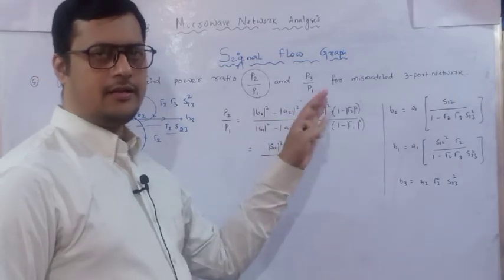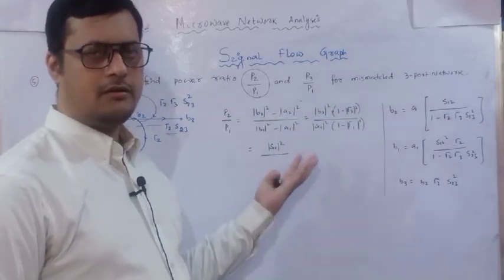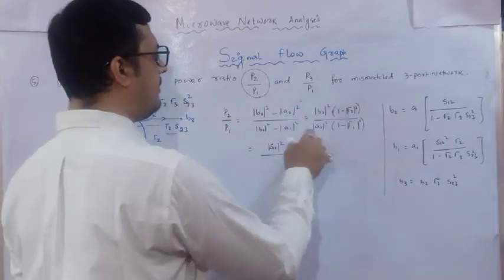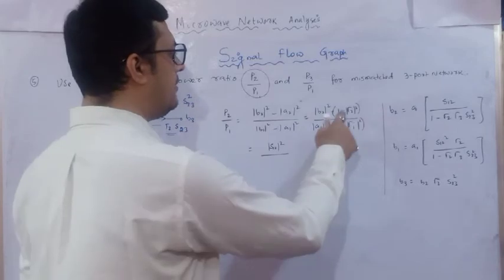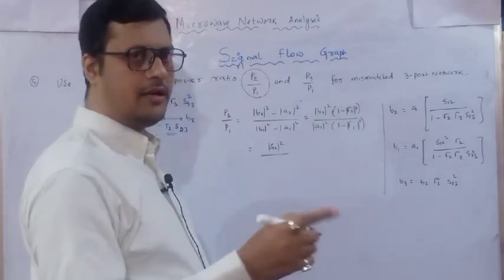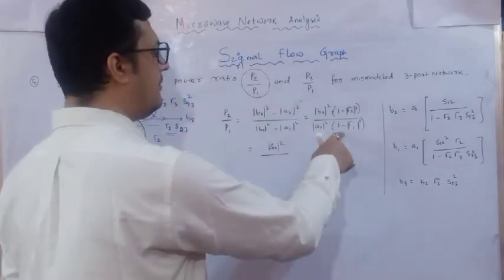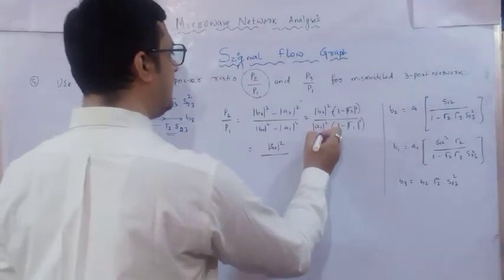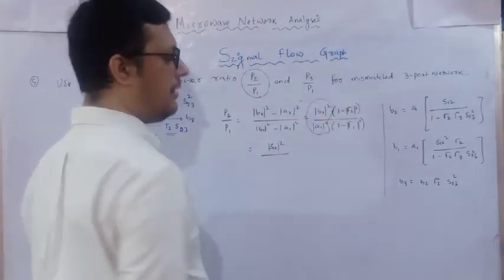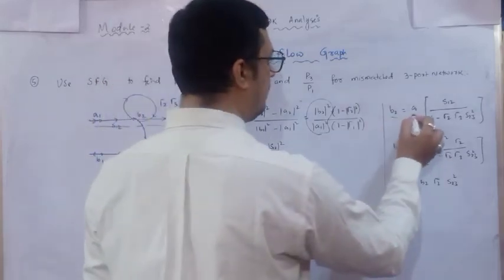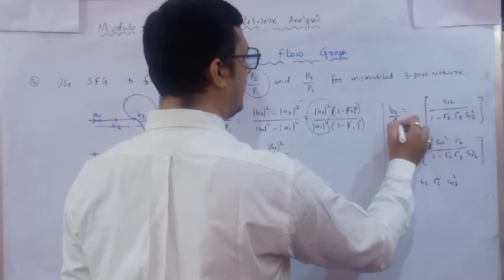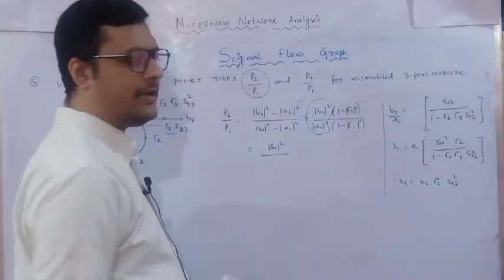From the numerator you take common B2, from the denominator you take common A1. So it is B2 square divided by A1 square, times 1 minus reflection coefficient square of port 2, over 1 minus reflection coefficient square of port 1. Okay. Now what is this B2 and A1? As you can see, B2 and A1 have a relation. If you take this A1 to the denominator here, you will get S12 divided by this.